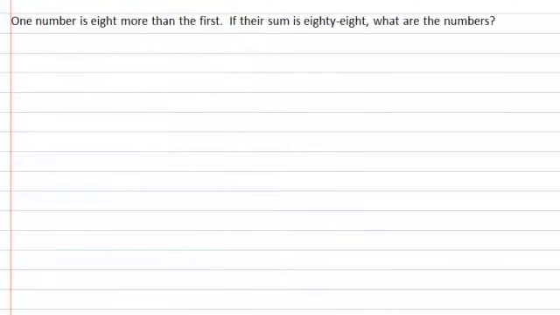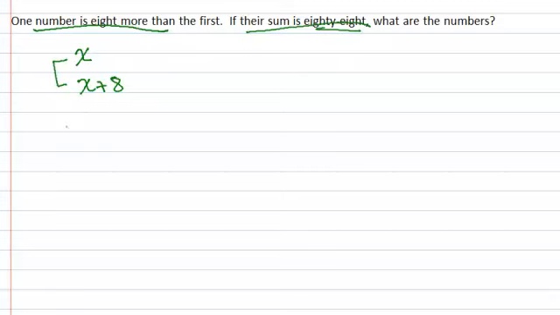So let's do another little variation on the theme here. Here it says one number is 8 more than the first. So we know that our first number is x. It tells us that the second one or the next one is 8 more than that one. So x plus 8 is the next number. Then it tells us their sum is 88. So it's telling us to add these two. So we're doing x plus x plus 8. And it says their sum, of course, is 88.